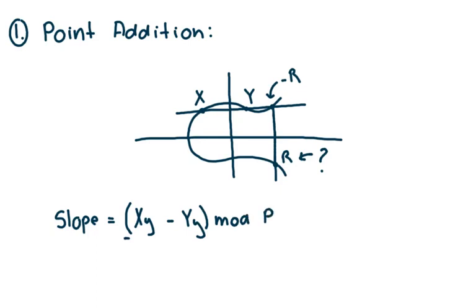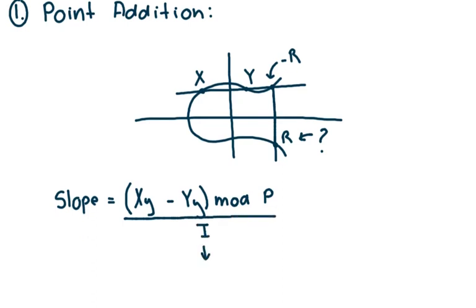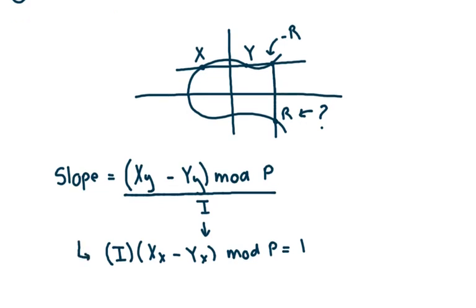And we're going to divide this by some number I, where if you multiply I by the x-coordinate of point x minus the x-coordinate of point y, then I times the x-coordinate of point x minus the x-coordinate of point y modulo p is equal to 1. So the idea here is that you need to divide by some number I that satisfies this equation.